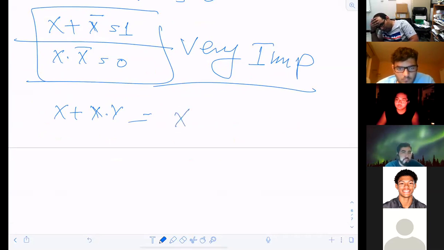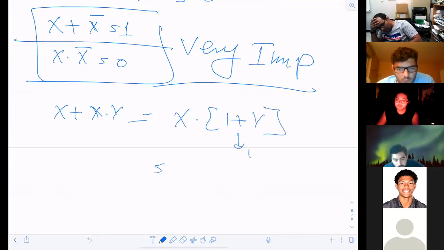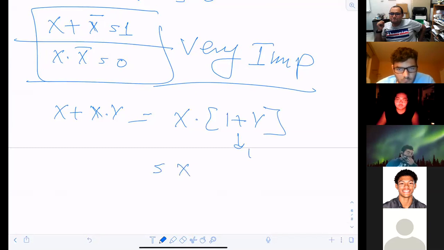So this is equal to x, and it's 1 with y, and this is equal to 1, so this is equal to x. Right?